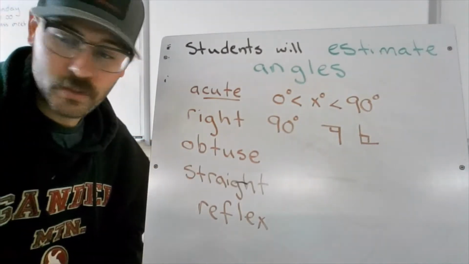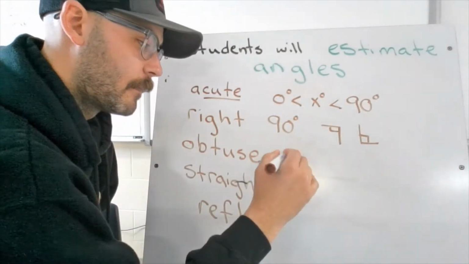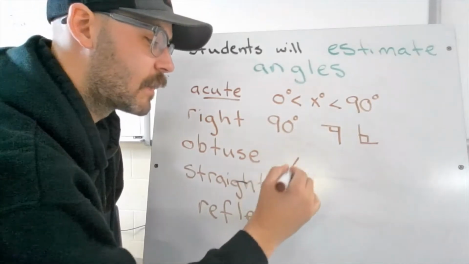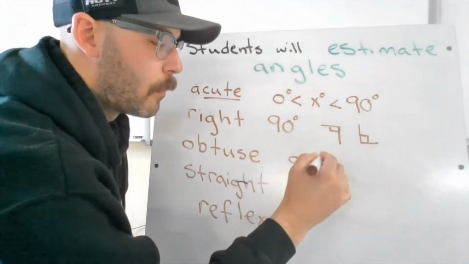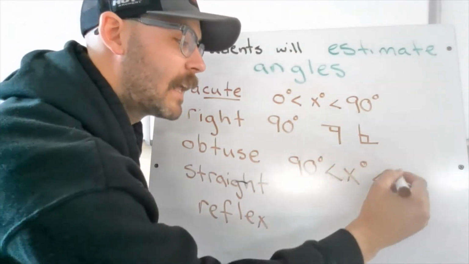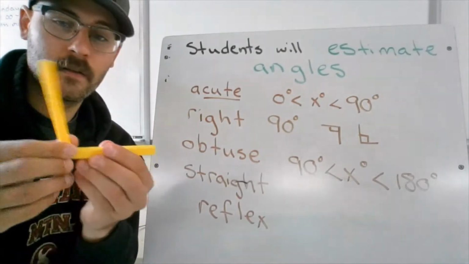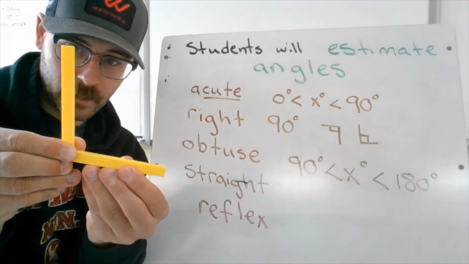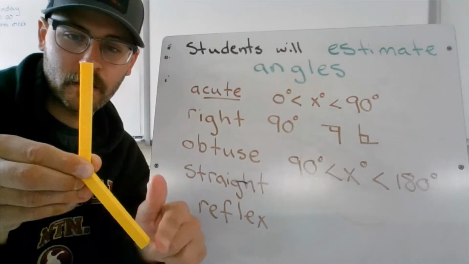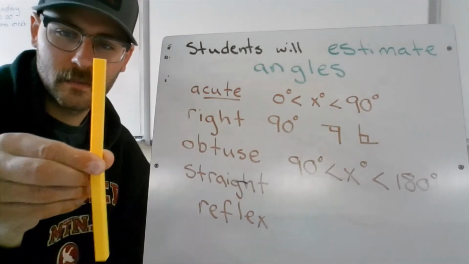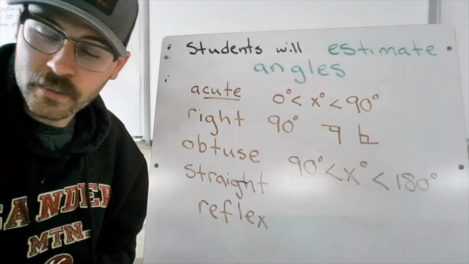Moving down to obtuse. Obtuse is a little bit more than 90. I'll write it like this. Any angle that is more than 90, but less than 180. Here's a 90, so this would be considered right. If I open up a little bit more, it's obtuse. It keeps going, going, going, obtuse, obtuse, obtuse, until it hits a straight line, which is your straight angle. This would measure 180 degrees.